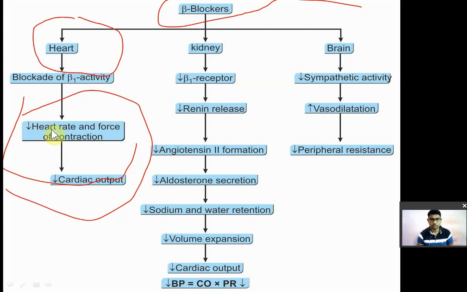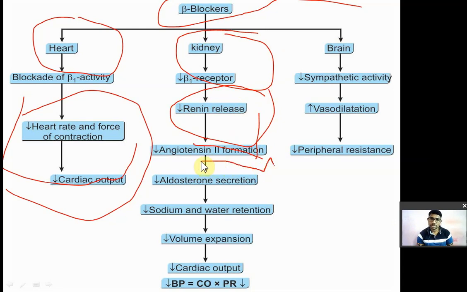That is the first. Second, they will act on the kidney. Because of the blockage of beta 1 receptor in the kidney, they decrease the renin release. With decreased renin release, renin will not convert angiotensinogen into angiotensin 1 and angiotensin 2. So angiotensin 2 production is decreased. That means vasoconstriction is decreased, that means peripheral resistance is decreased. And again, aldosterone secretion is also decreased because of the decreased production of angiotensin 2.